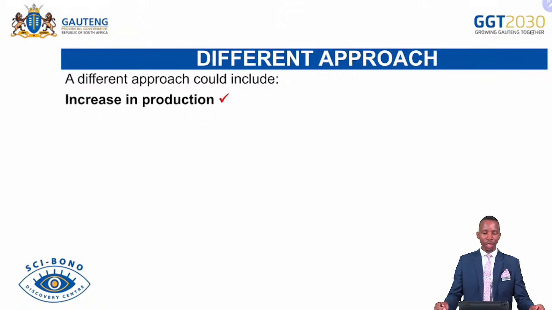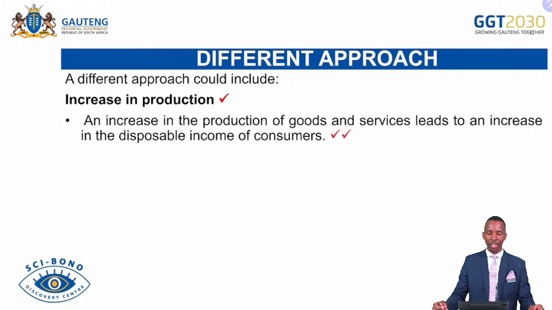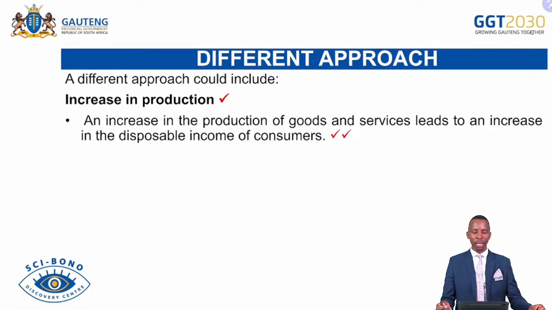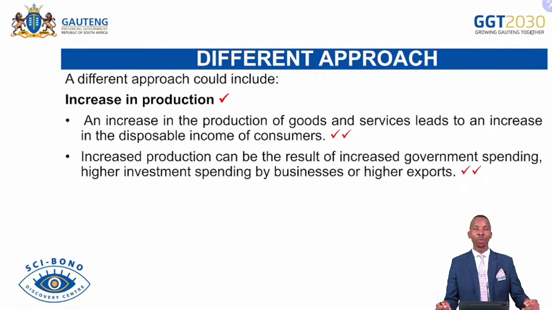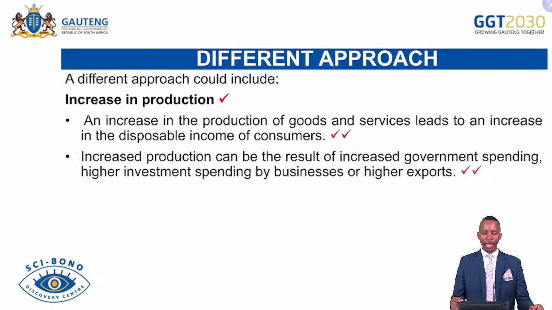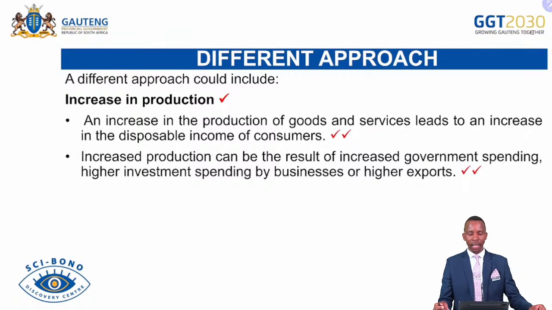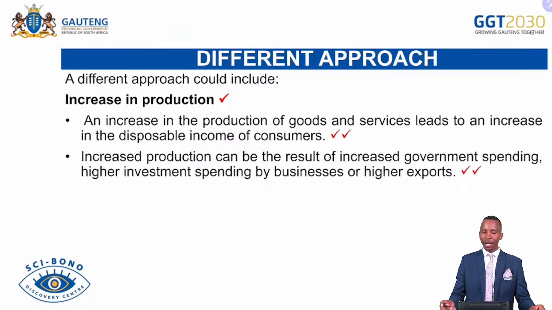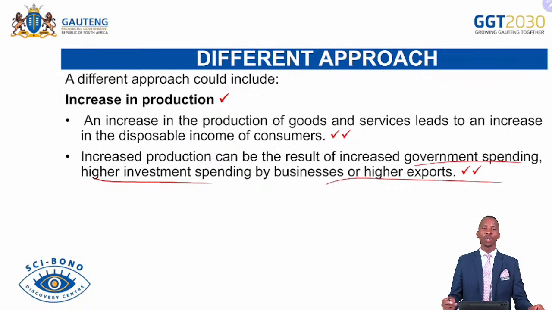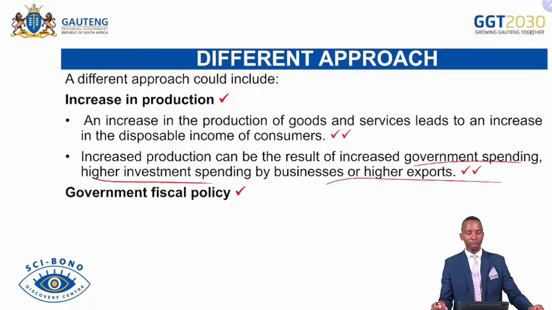And then other approaches: we talk about increasing production. We know that if production is increasing, that will lead to what? Increased disposable income in the economy for consumers. Then people will be demanding more goods and services. Increased production can be a reason for increased government spending, high investment by businesses, and high exports, or high exported goods and services.